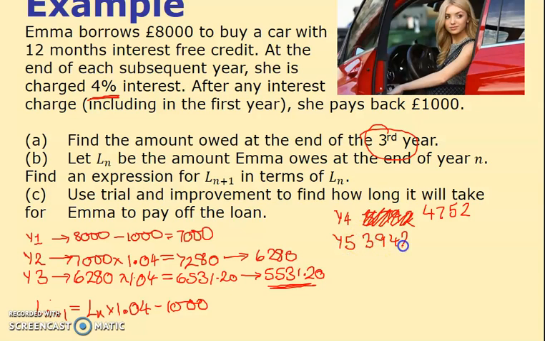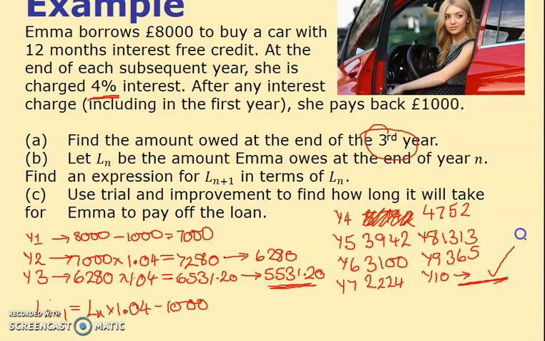I've got 3942. Year 6, I've got 3,100. Yeah, that's possible. Year 7, it's 2224. Year 8, 1313. This is at the end of the year. Year 9, I would still have £365 left. I reckon it's year 10, and by then, somewhere in there, it all goes. Let's see what my answer says here. 10 years, good, that's right. So I'm happy with that. And the other two answers are both right as well.